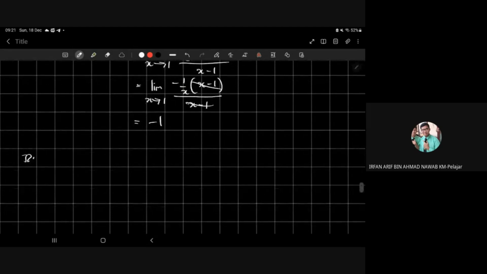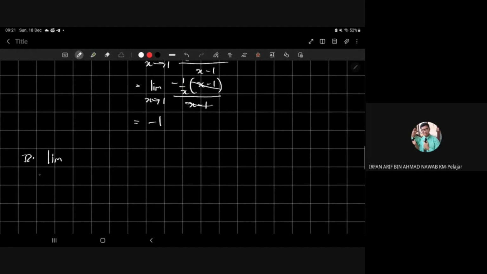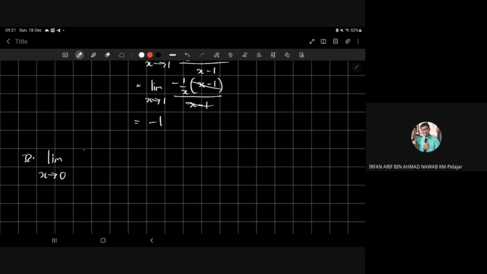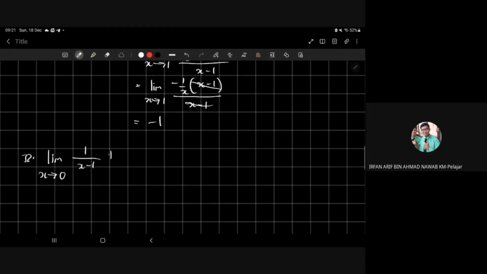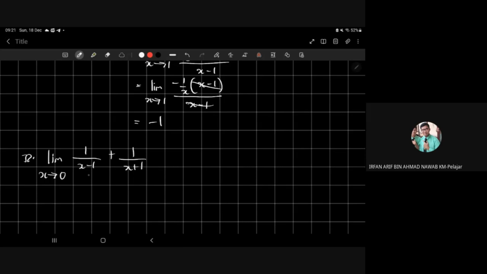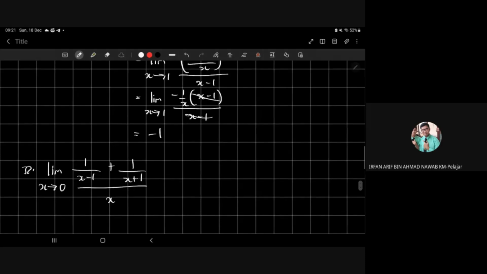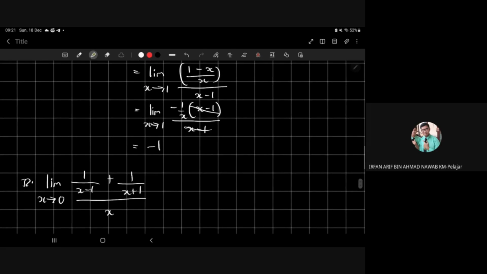So 32, we have the limit as x approaches 0 of (1 over x minus 1 plus 1 over x plus 1) divided by x. Obviously, when you directly substitute x into this function, you will get the indeterminate form as usual. So what are we going to do? There are many ways, but I would like to give you one of the simplest ways, where all you have to do is combine these two terms into a single term, as I showed you before. So how do we do it?